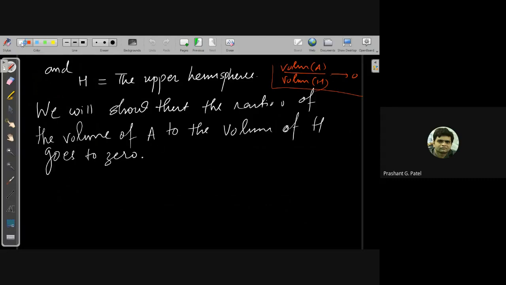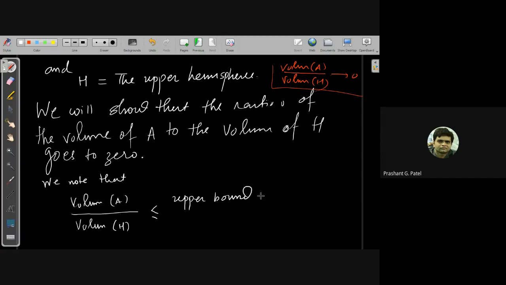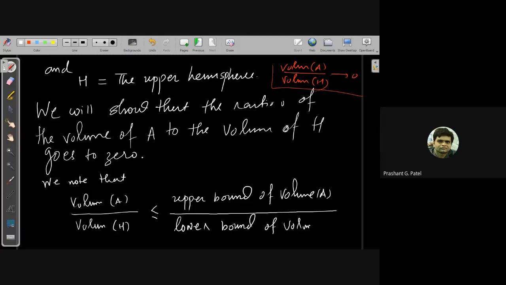So we note here that the volume of A divided by the volume of H, whose ultimate goal is to prove that this tends to 0, is less than or equal to the upper bound of the volume of A, and I want to make this smaller, so that means a lower bound of the volume of H, and we'll prove that this quantity is equal to 2 by c e power minus c square by 2.